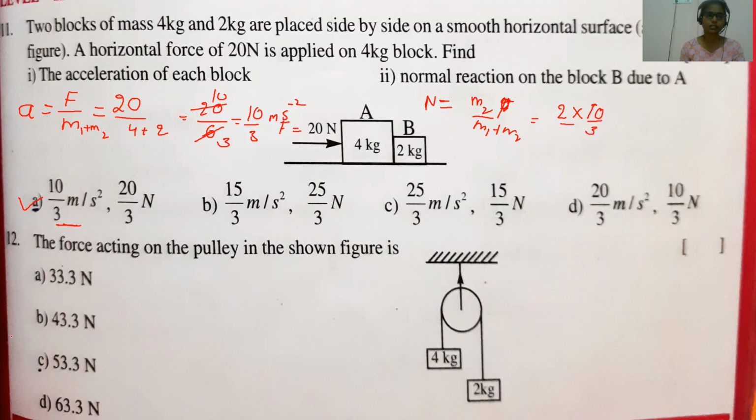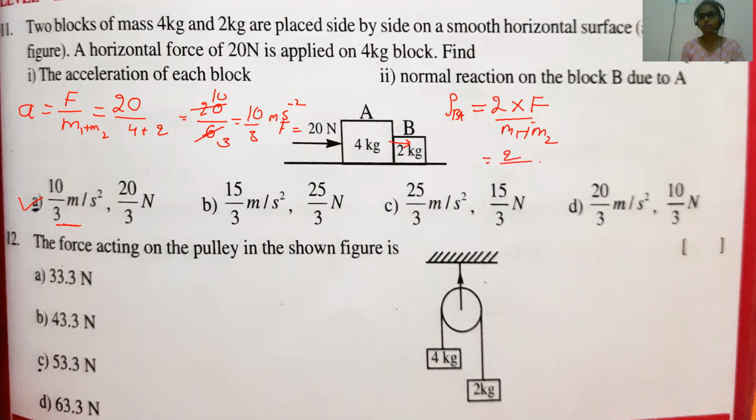See, the force acting between 1 and 2, or we can also call it the normal reaction on the block B due to A. That means on B due to A, like this it is acting. When it is acting like this, there is a force acting between B and A, which is given by m2. M2 is how much, children? Here it is 2 kgs, into F divided by m1 plus m2. Like this we are going to take.